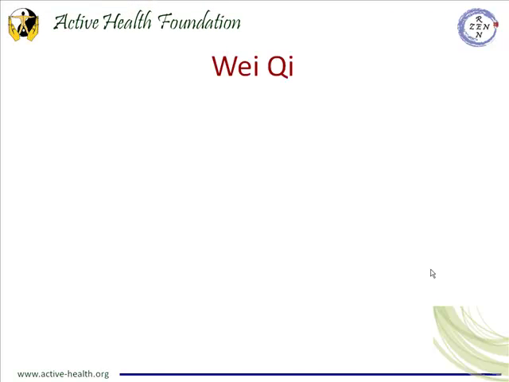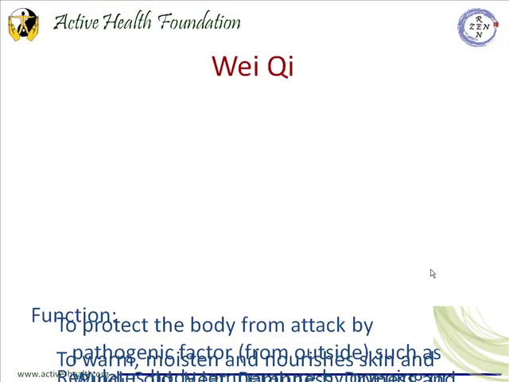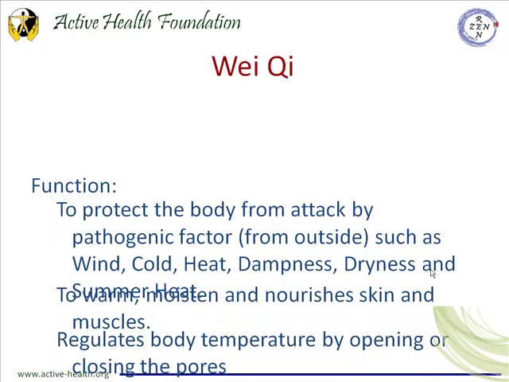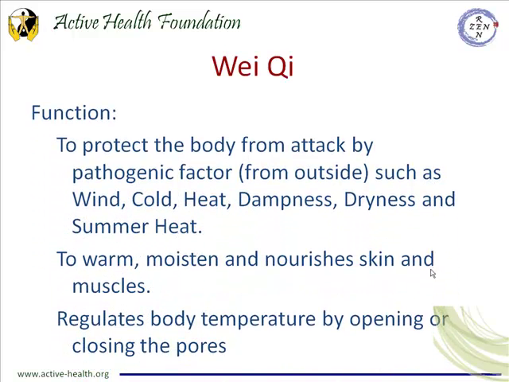Wei qi, its function is to protect the body from attack by pathogenic factors from the outside, such as wind, cold, heat, dampness, dryness, and summer heat. Pathogens as seen by our ancestors 3,000 to 4,000 years ago. If we were looking at these pathogens today, we would be saying colds, flus, viruses.